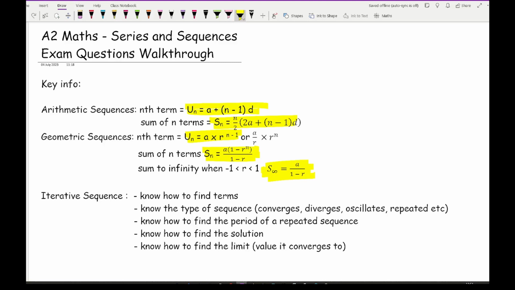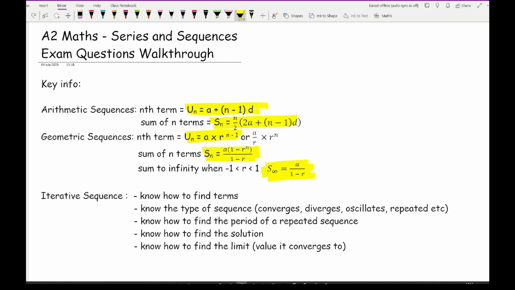Now when it comes to iterative sequences, here you need to know how to find the following terms. So for example, when you're given u1, you need to find u2, u3, u4. You need to know the different types of sequences, so you know and recognize when a sequence is going to converge, diverge, oscillate, repeat, etc. You also need to know how to find the period of a repeated sequence, so when it starts to reset, how many terms does it take to reset.